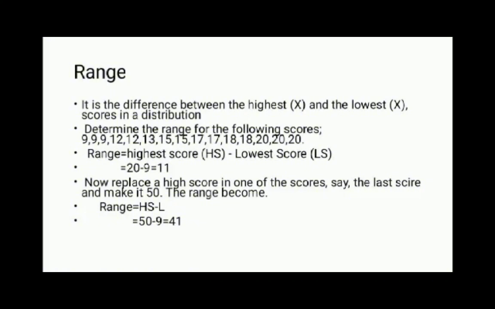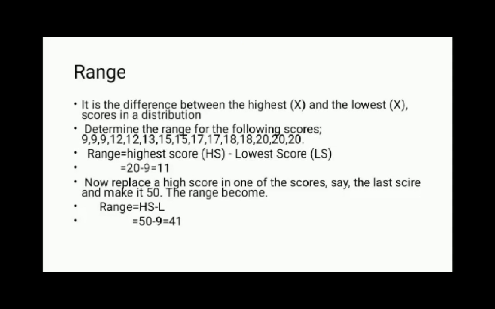First is 9, 9, 9, 12, 12, 13, 15, 15, 17, 17, 18, 18, 20, 20, 20. The formula of range is high score subtract lowest score. Our high score is 20 and our lowest score is 9. So 20 minus 9 is equal to 11.